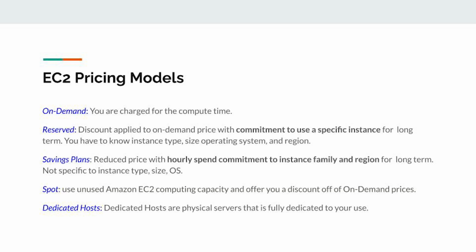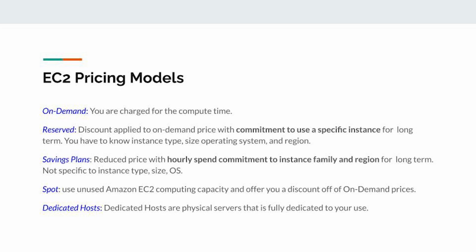Next topic, EC2 pricing models. There are a few pricing models to rent EC2 instances. First model, on-demand. With on-demand model, you pay for the instance runtime. If you stop the instance, you don't have to pay until you start it. They are good for developing applications, testing applications, or running applications with unpredictable usage patterns.